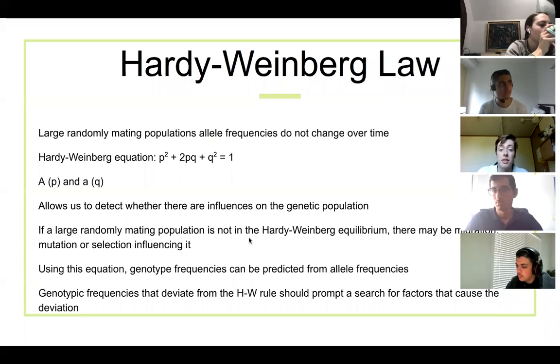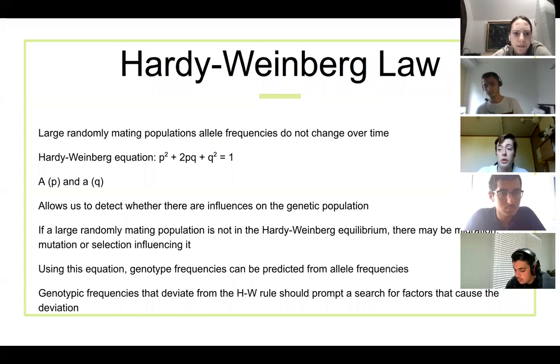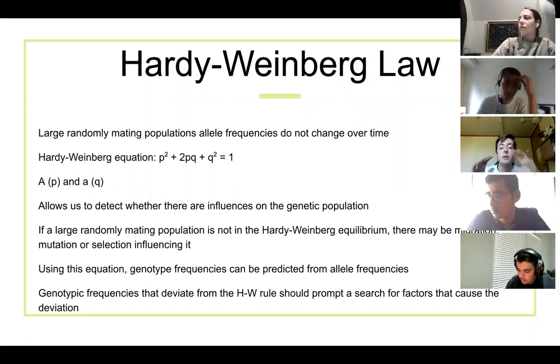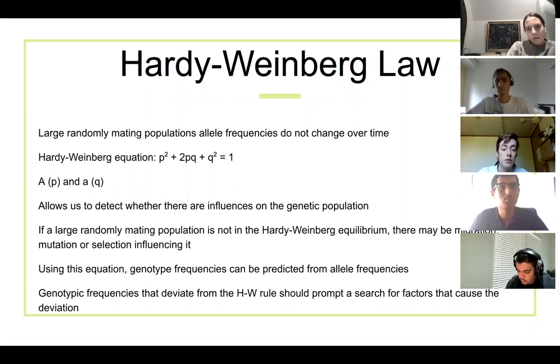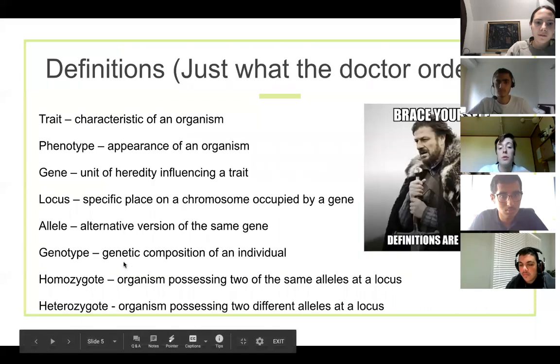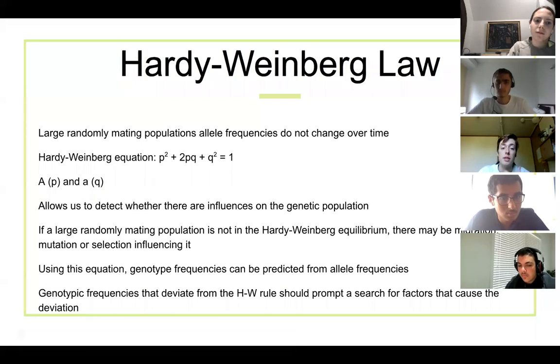This next one is the Hardy-Weinberg law, which is important to know and understand for population genetics and working out how things change. We touched on it in bio as well. It's the principle that in large randomly mating populations, allele frequencies do not change over time. Looking back at the definitions, an allele is an alternative version of the same gene, so allele frequency is the frequency of these alleles. Think of things like eye color and blood type.